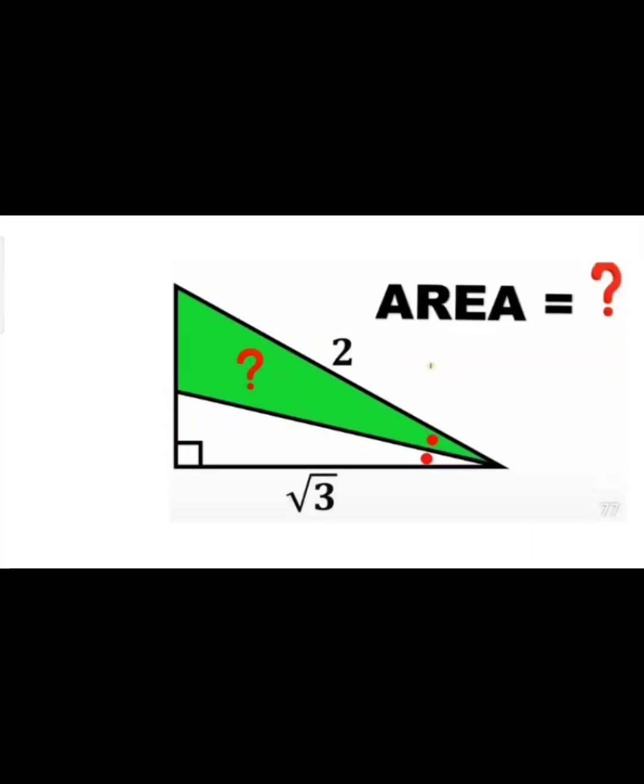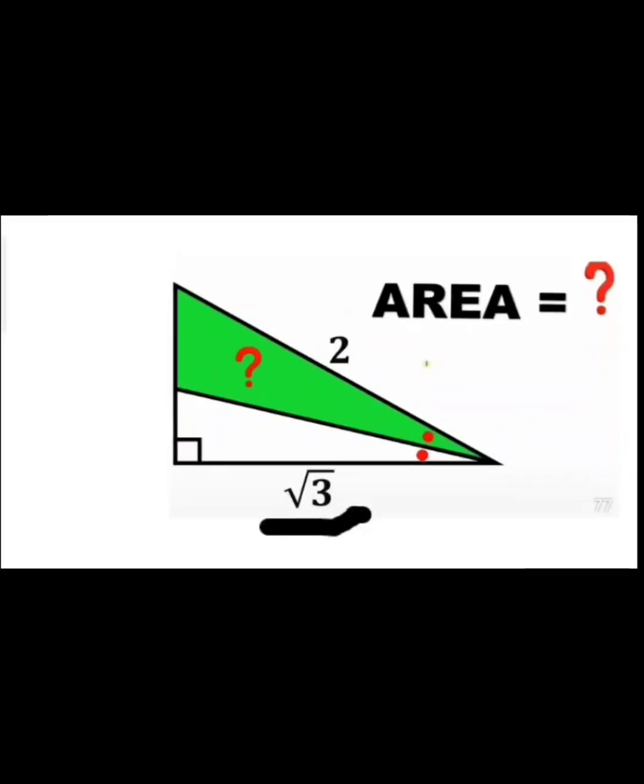Half of height times square root 3 of this triangle, but the height is unknown. So let's go ahead and find the height of this triangle. Now suppose A is the height of the green region or green triangle, and it will be 1 minus A, as this is a 1 unit triangle, so it will be 1 minus A.